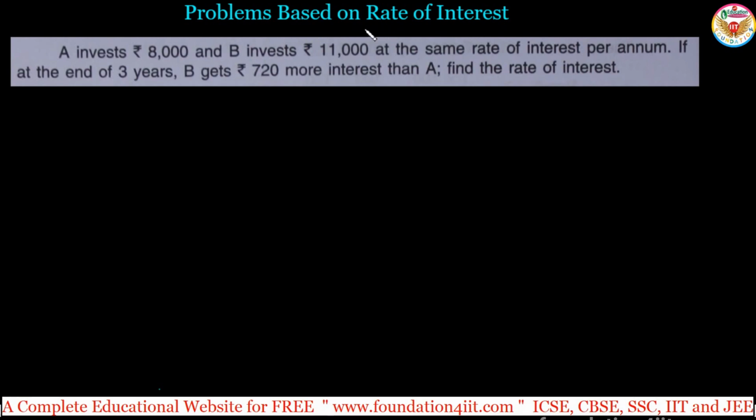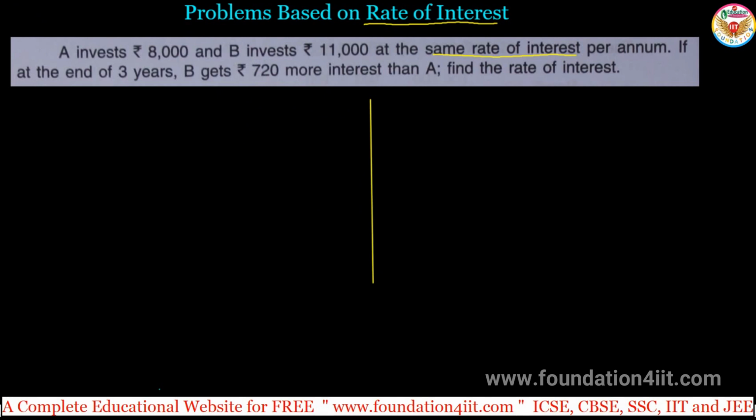Problems based on rate of interest. So let us see some questions based on the rate of interest in various types. In this problem, A invests 8,000 and B invests 11,000 at the same rate of interest per annum. If at the end of the 3 years, B gets 720 more interest than A, find the rate of interest. The time period is 3 years. After 3 years, B gets 720 rupees more. So we have to find out the interest individually. If you calculate individually, then we can calculate this value, right?